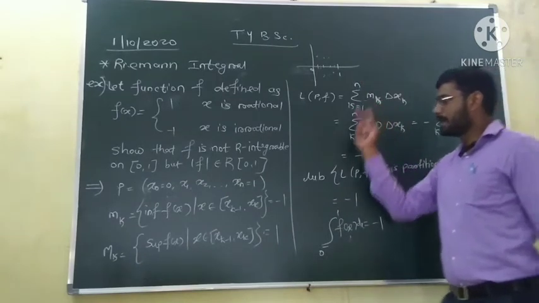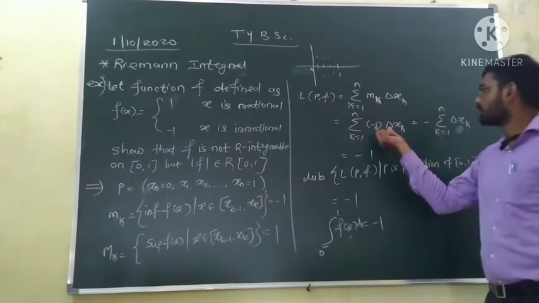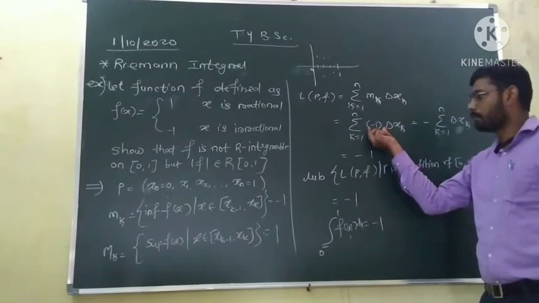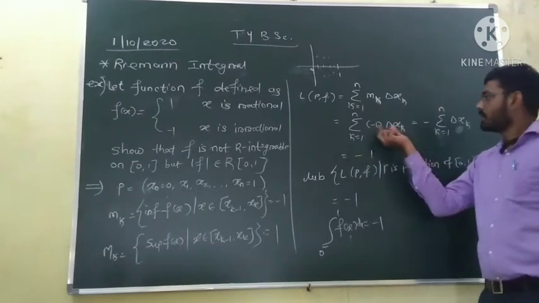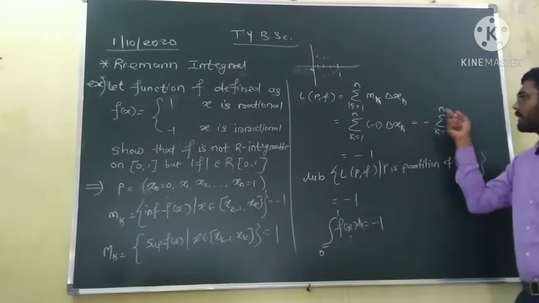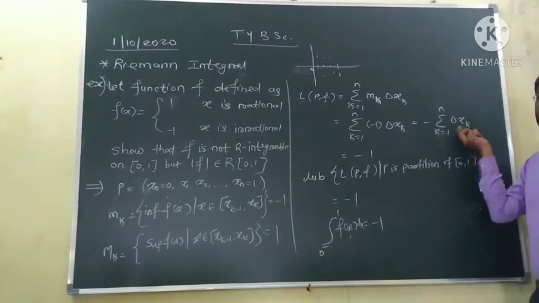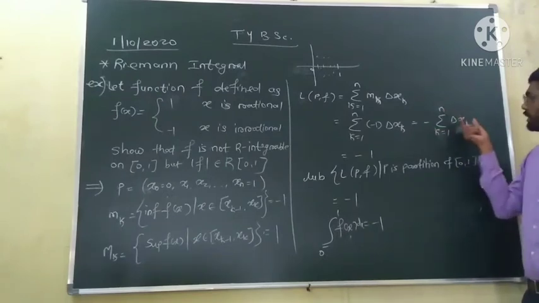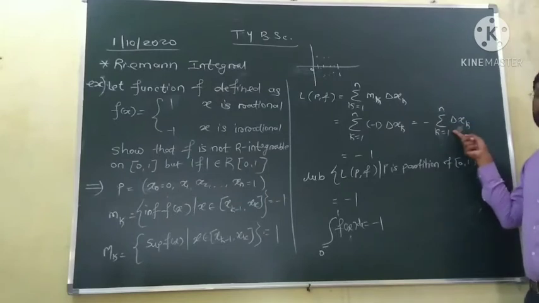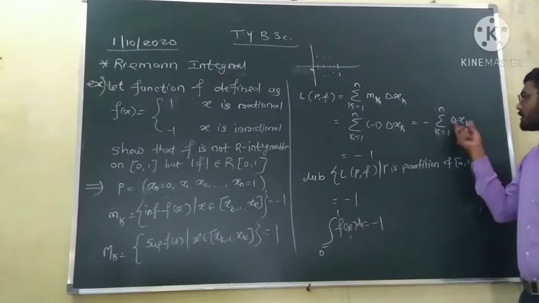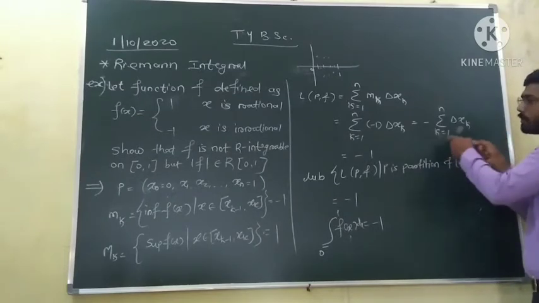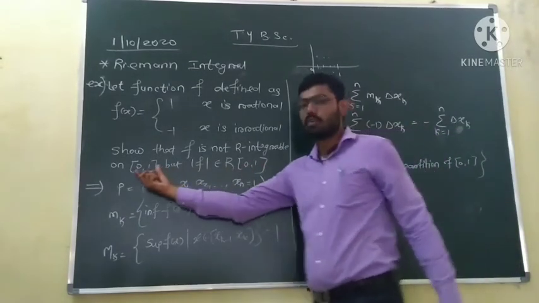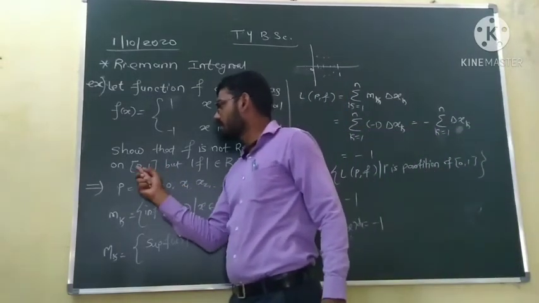Now small m k is fixed, it is minus 1. We can take it outside the summation. So we put the value of small m k as minus 1 into delta x k and take this minus outside. This becomes summation of delta x k, k varying from 1 to n. This is nothing but the sum of the lengths of the subintervals, which is the length of the whole interval 0 to 1, and the length of this interval is 1 minus 0, that is 1.